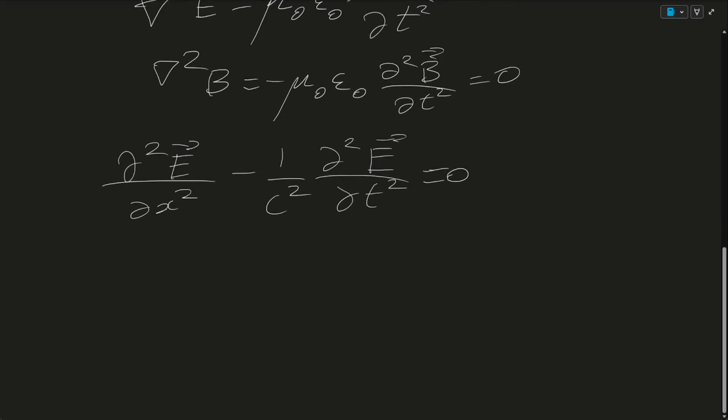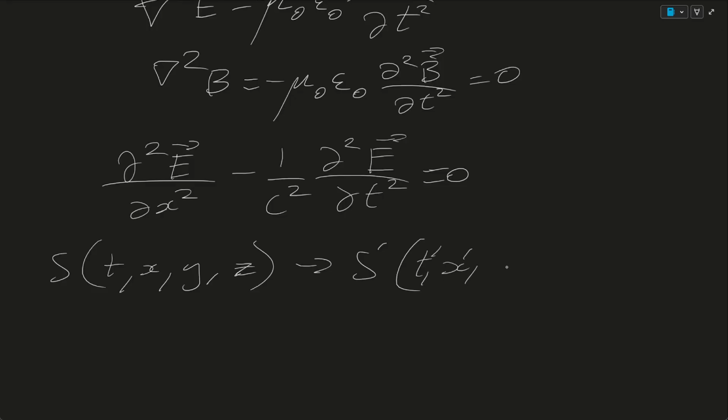Now I guess there's the question here: how can we transform? So we want to go from S, which is t, x, y, z, to S dash, which is t dash, x dash, y dash, z dash.